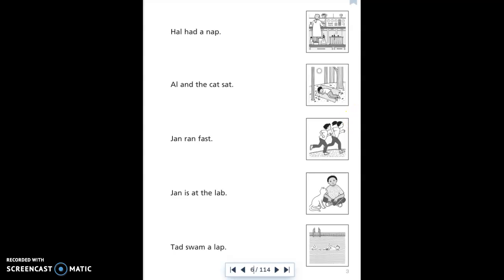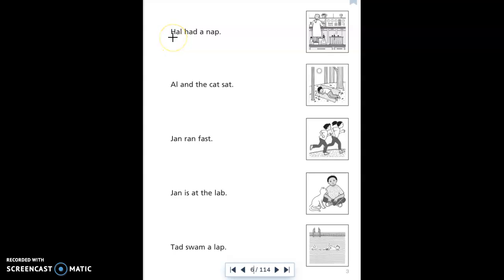Okay, for today, we're going to be working on Spire workbook pages 3 and 4. So go ahead, grab a pencil, and open up your workbook to page 3. On this page, we are going to be reading the sentence and then drawing a line from the sentence to the picture that goes with the sentence. So I would like you to try and read these with me, okay?